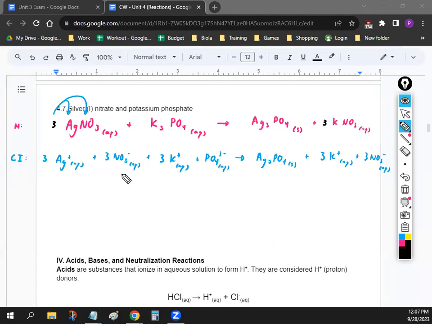Okay. So for your spectators, you should have gotten NO3 nitrate and potassium as your spectators, because if you notice, on both sides they're aqueous. Okay. Those are your spectators. All right. And then lastly, for the non-spectator. Exactly. So that's a good question.